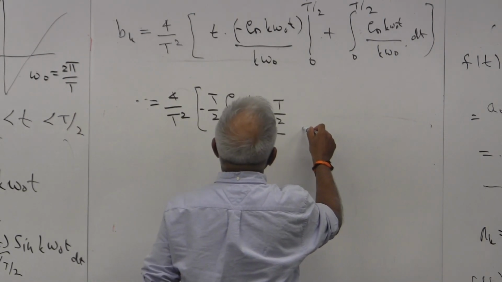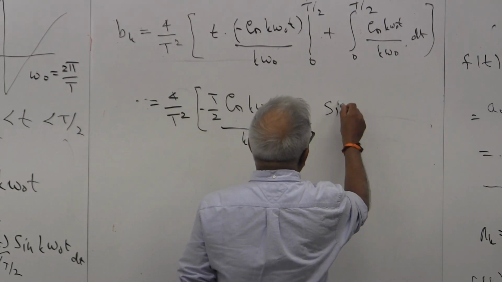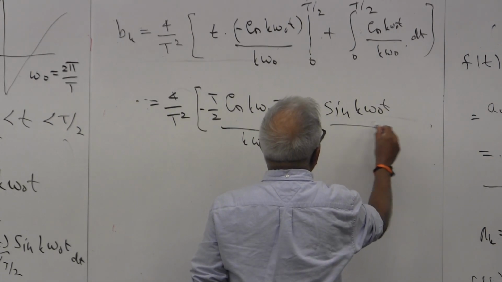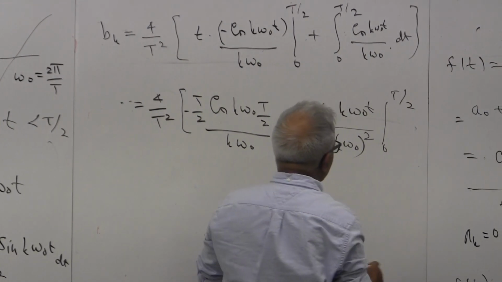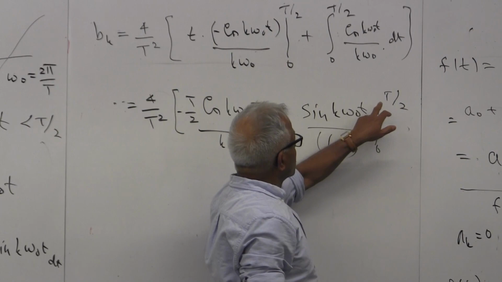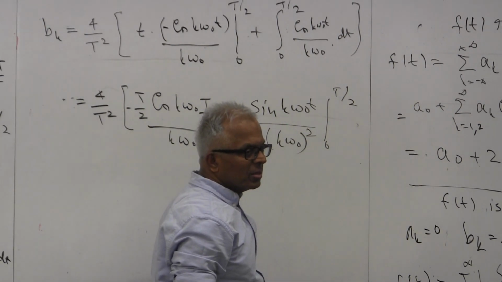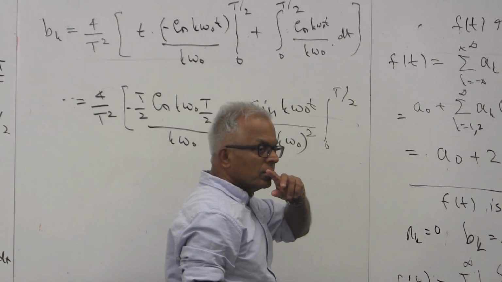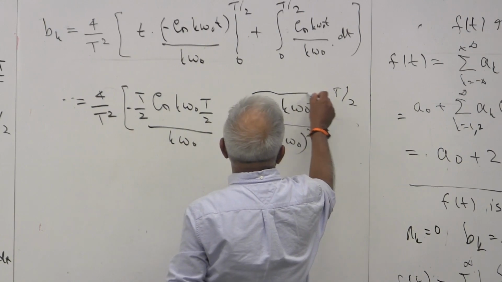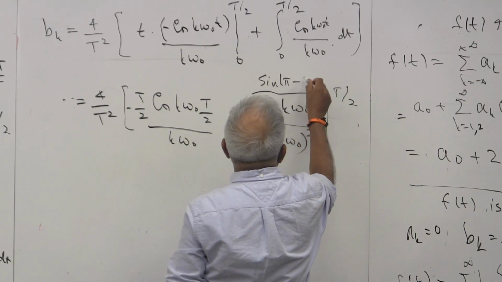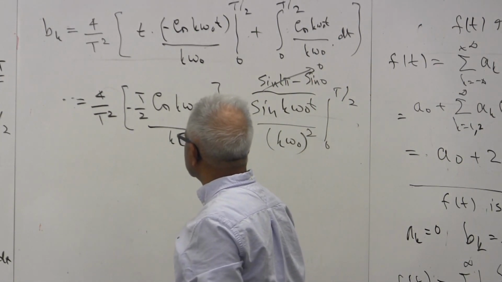And let's come over here. What's the integral of cos? Sine k omega naught t over k squared omega naught, all right, very good, 0 to T by 2. So what's the value of the top limit? Omega naught multiplied by T is 2 pi, divided by 2 is pi, sine k pi is 0. And the bottom limit? Sine 0 is 0. So this is sine k pi minus sine 0, both are 0, so that's gone. So you only have to worry about this term.